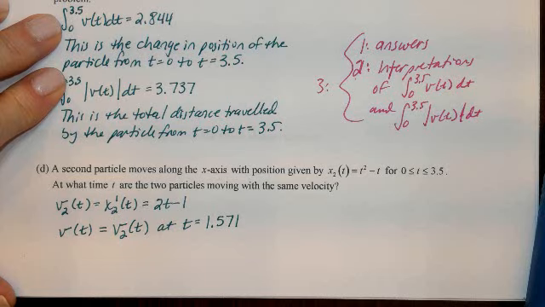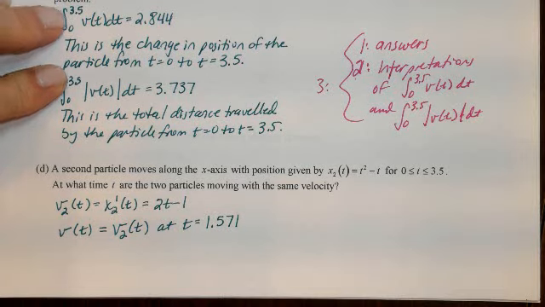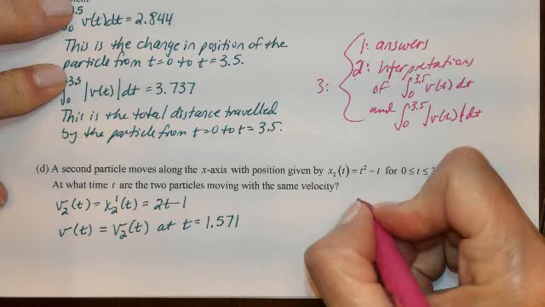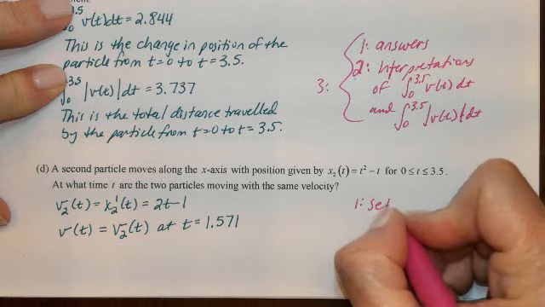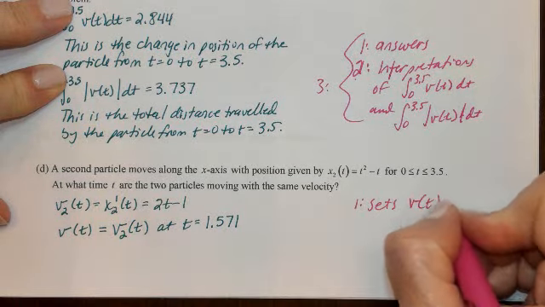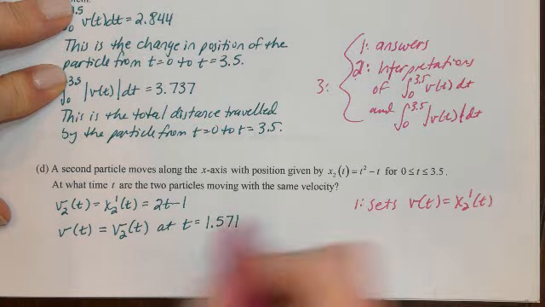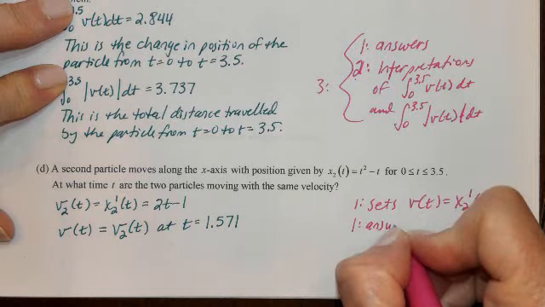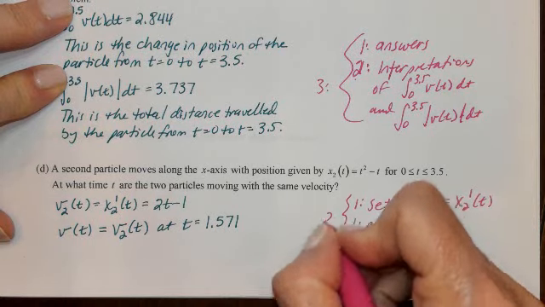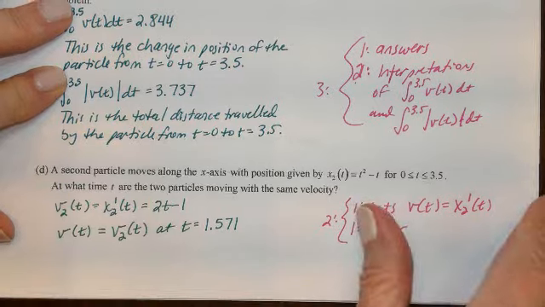So this problem was worth 2 points. 1 point for setting v of t equal to x sub 2 prime of t. That was our second velocity. And then 1 point for the answer. So hopefully you did pretty well with this one.